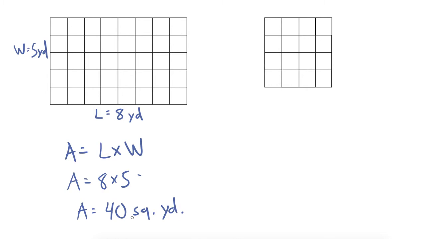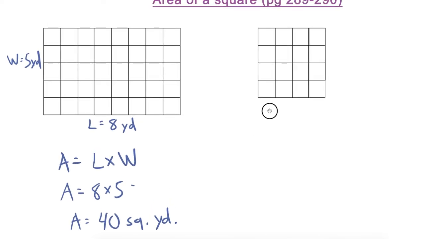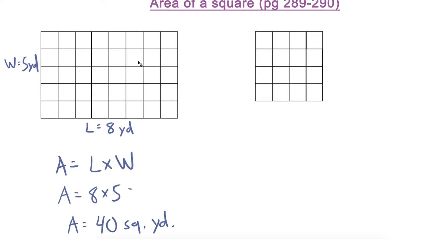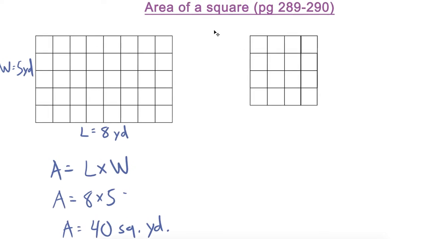Really important again that you write your answer in square units. So square yards, square something. Remember, SQ stands for square. So that's how you find the area of a rectangle. Today we're learning about finding the area of a square.